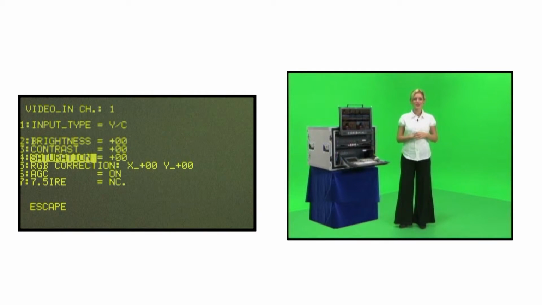The fourth menu is Saturation. This sets the color saturation of the input channel. Parameters range between -99 to +99. Rotating the adjustment knobs clockwise incrementally increases the value, and conversely rotating the knob anti-clockwise will decrease the value.